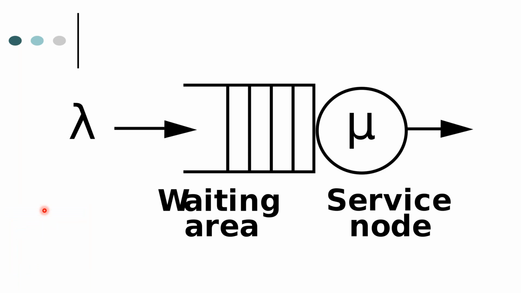In last video, we have seen how some customers arrive at a station or at a service node where they are served, and some customers are waiting in queue, and after getting their services, the customers leave the service node, or you can say service channel. So the rate at which the customers are arriving at the service node is denoted by lambda, which is called the arrival rate.